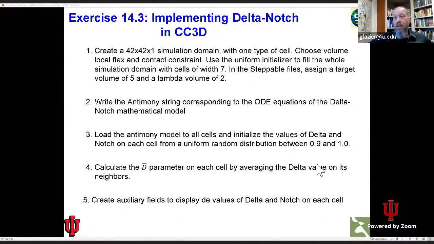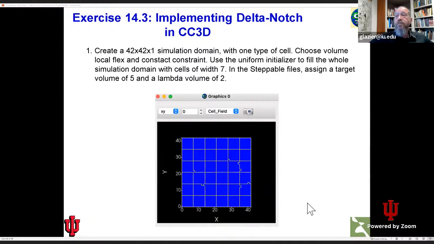Okay. And then we're going to create auxiliary fields to display delta and notch in each cell. Here I've created a 42 by 42 domain with a single type of cell. I filled it with cells that are 7 by 7. They're going to gradually change their shape as time goes on.